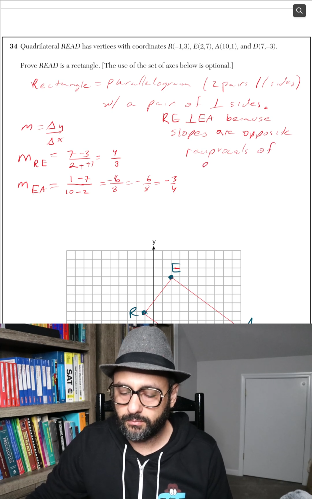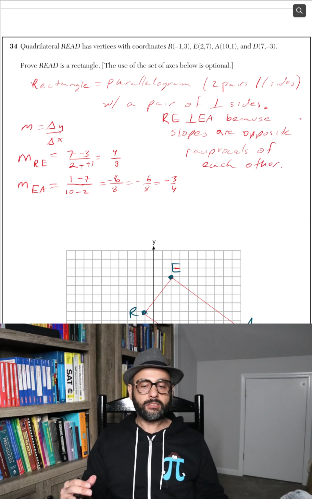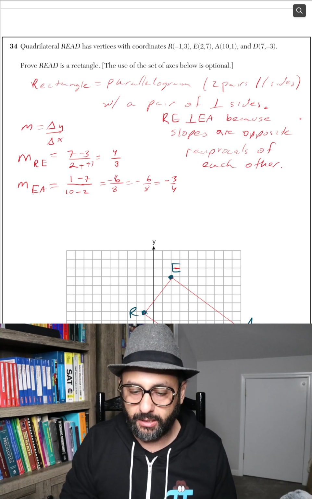Of each other. So I've already confirmed that it has a pair of perpendicular sides. Now I just got to prove that it's a parallelogram.